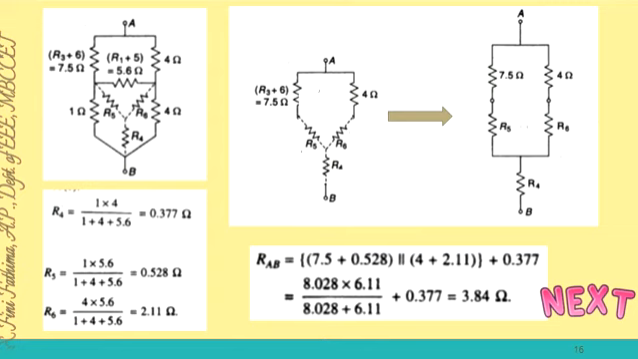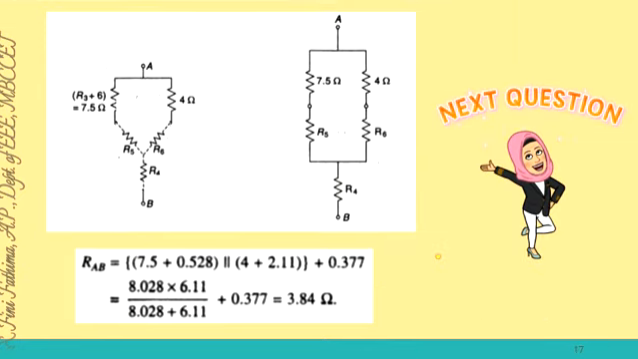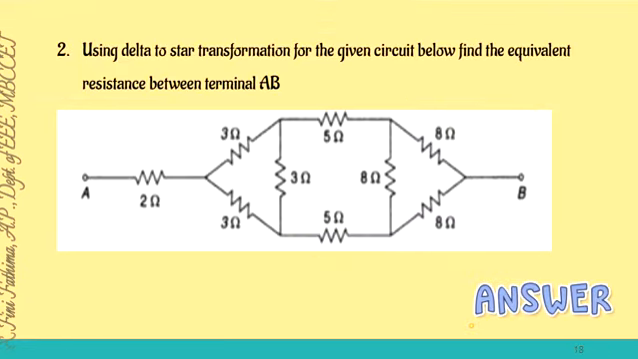So now I am moving on to our next question. The answer was 3.84 ohm. Next question is a previous year university question. We have to find out the resistance across the terminals. This is also very easy. We have to convert this delta to star and this delta to star, and finally we will get the answer.